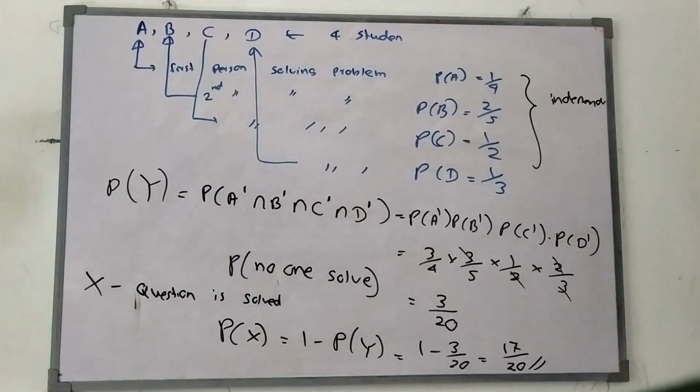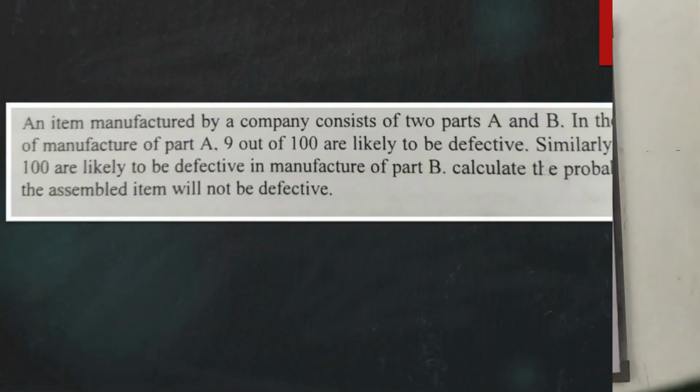17 over 20. This is the probability of someone being solved. So it's easy, right? Okay, let's move to the next question.